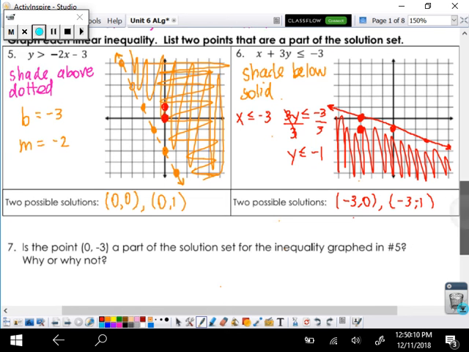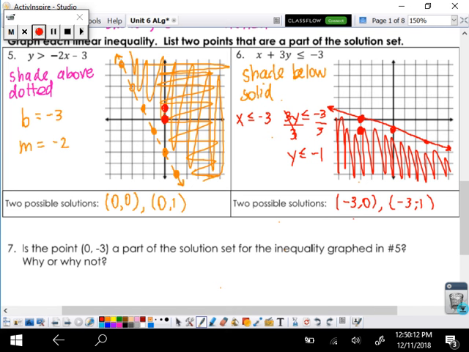Okay, and then our last question, is the point 0, -3 a part of the solution set for the inequality graph in number 5? Why or why not? So over 0, down 3. So think about, is that a solution? Our answer should be no, because there is a dotted line. You could say no, the solutions do not equal the line, anything like that.